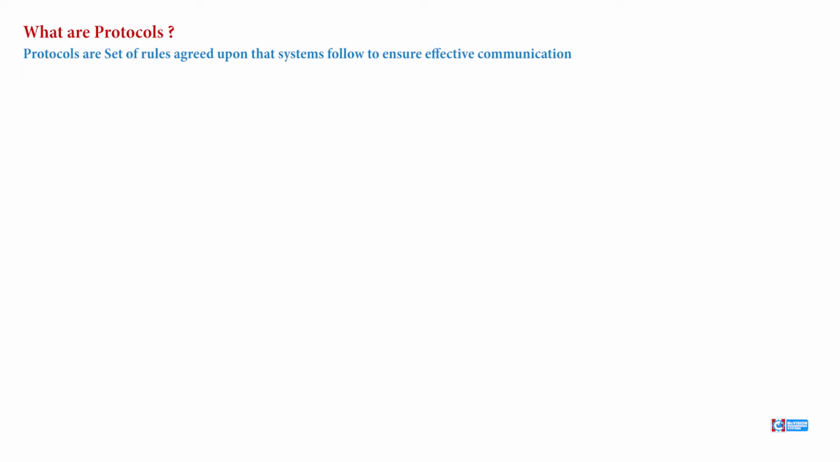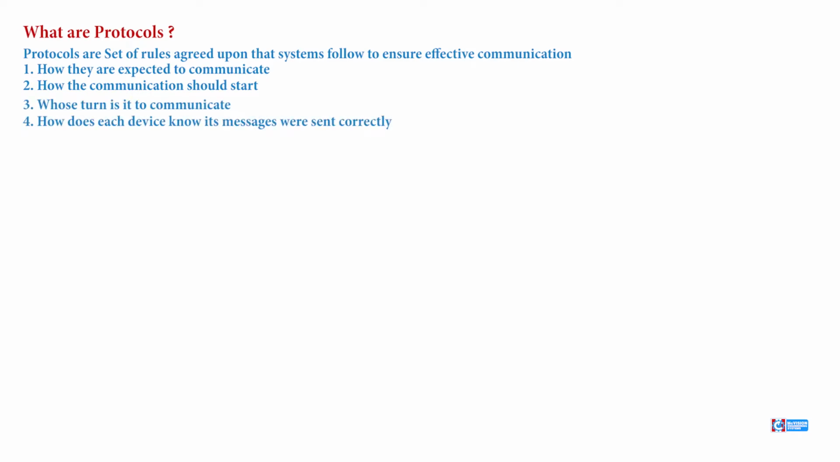Beginning today's lesson, let's see what a protocol is. Protocols, in simple terms, are a set of rules agreed upon that systems follow to ensure effective communication. Before computers in a network can communicate, they have to know ahead of time: 1. How they are expected to communicate. 2. How the communication should start. 3. Whose turn is it to communicate? 4. How does each computer know its messages were transmitted correctly? 5. And how do they end the communication? All these are done through protocols, and this is where TCP/IP comes in.